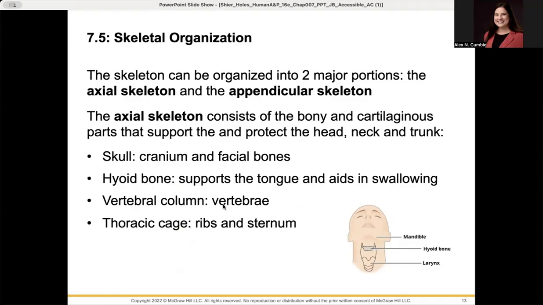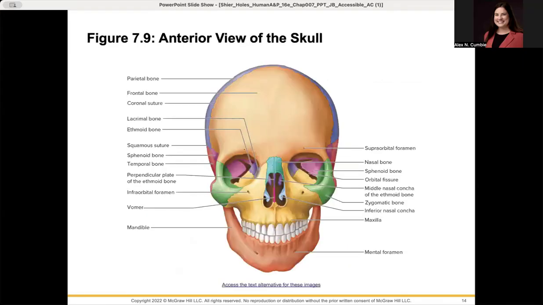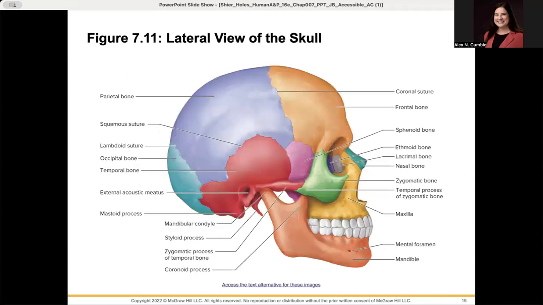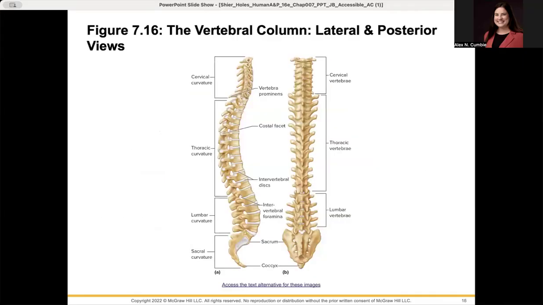Vertebral column, made up of your vertebrae, right? Protecting your spine. And then your thoracic cage is your ribs and your sternum, okay? Protecting all those internal organs there. And just some pictures here showing these things, right? We've got a few different pictures here of different skull bones, facial bones, vertebral bones, right?